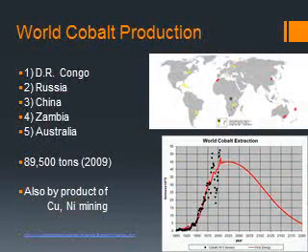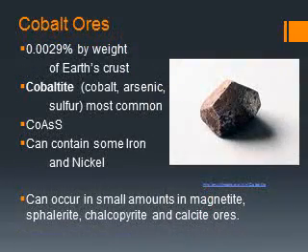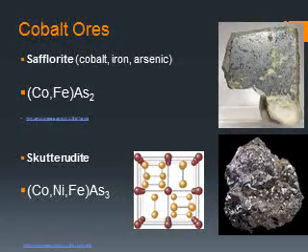World cobalt production is 89,500 tons. Cobalt comprises 0.0029% of Earth's crust by weight. Cobaltite is a common ore which also contains arsenic and sulfur. Safflorite is another cobalt-containing ore which also includes iron and arsenic.